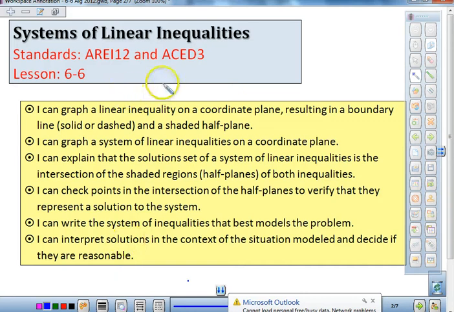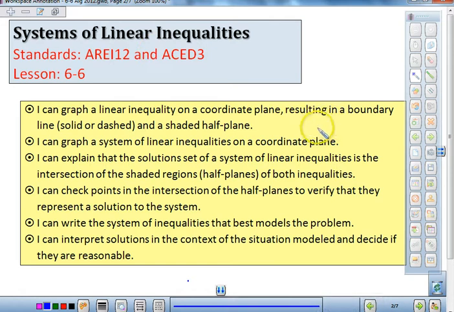Lesson 6.6. We are looking at a system of linear inequalities. Earlier this year, we looked at graphing just an inequality in a coordinate plane. Now we're going to graph our linear inequality in a coordinate plane. We need to make sure we can decide if it should be a solid or dashed line. Hopefully you remember that, and do some shading. You should be able to graph the inequality. You should be able to explain the solution to that inequality is the intersection of the shaded regions.